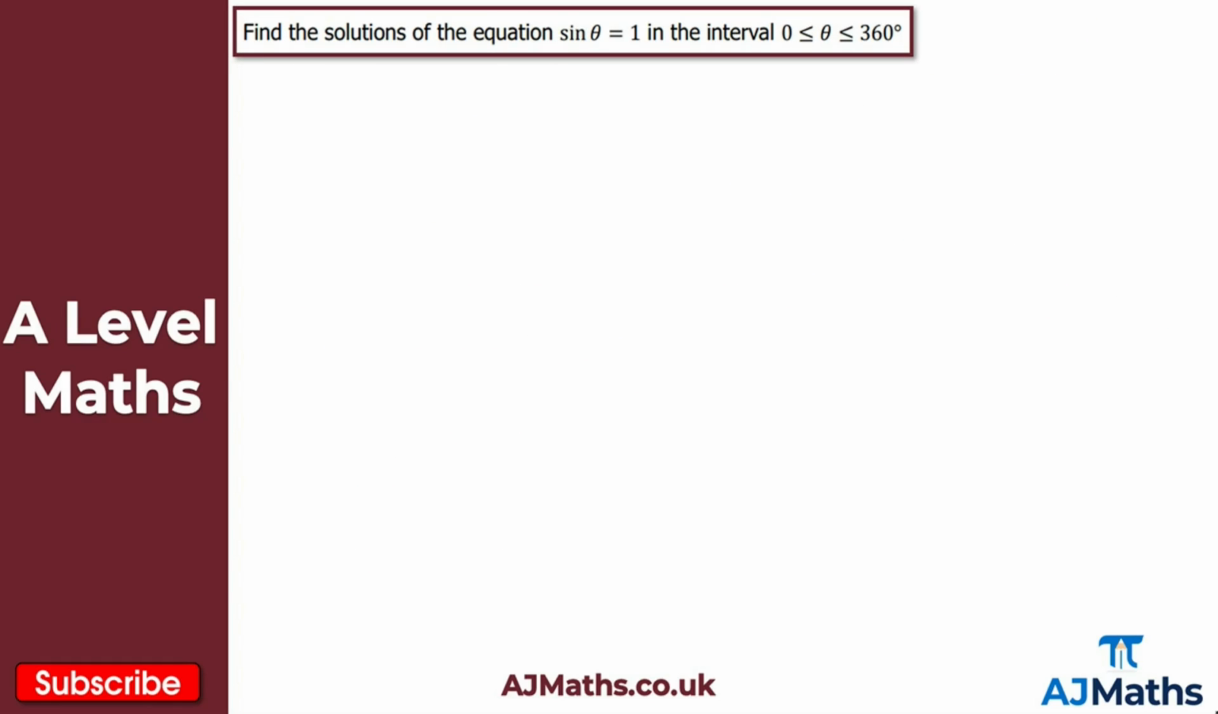Starting off then with the first practice question here on CAST diagrams and solving trig equations. For this question, we're asked to find the solutions of the equation sine theta equals 1 in this given interval here. So where do we begin here? Well, if we just take a look at the equation here, sine theta equals 1. With this equation, there's nothing on the side here of sine theta. So in this case then, I can go straight into taking sine inverse of both sides.